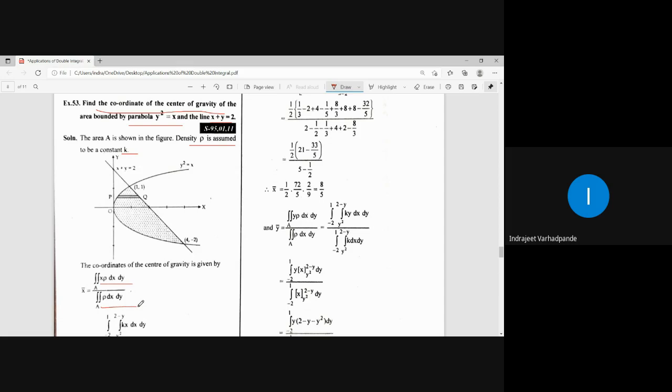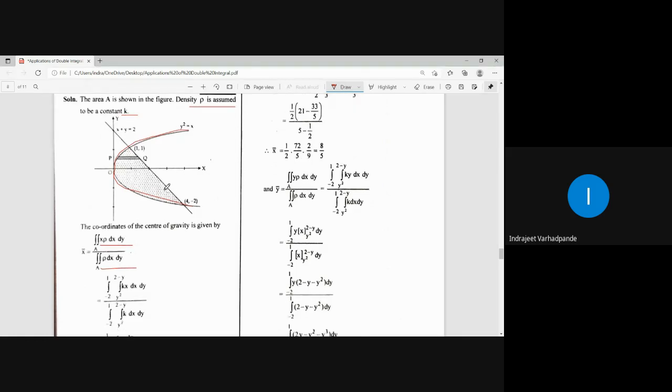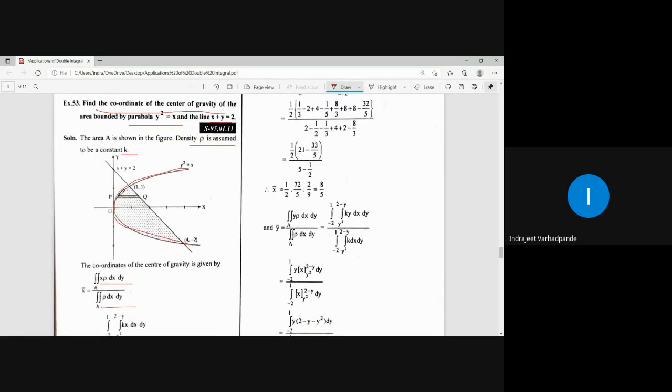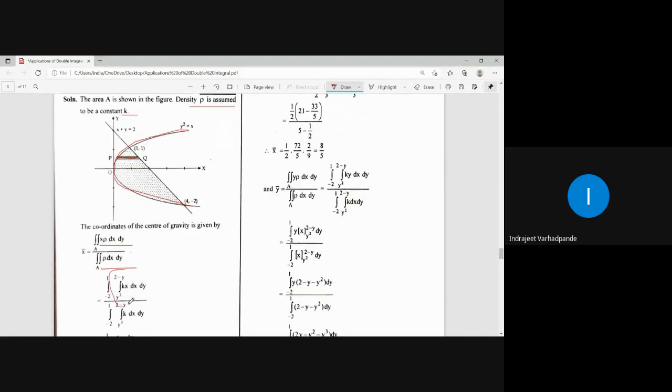rho dx dy. Now this is the parabola y square equal to x, and x plus y equal to 2 is a line. Get the coordinates on the x-axis and y-axis and the points of intersection of the parabola and the line. Appropriately draw the strip, get the region. So considering here the horizontal strip parallel to the x-axis, it is moving from the curve x is equal to y square to the line 2 minus y. So therefore the limits of x become y square to 2 minus y.